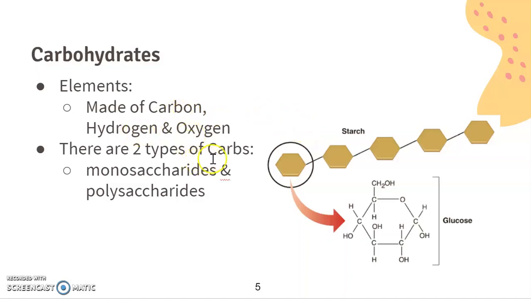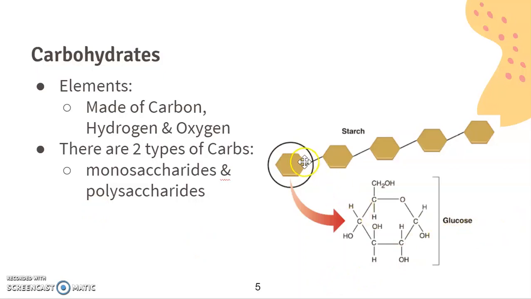And there are 2 types of carbs. There is a monosaccharide and a polysaccharide. Okay, 2 types of carbs. One of them is a monomer and one of them is a polymer. So I want you to think to yourself, okay, which one of these is a monomer and which one of these is a polymer.